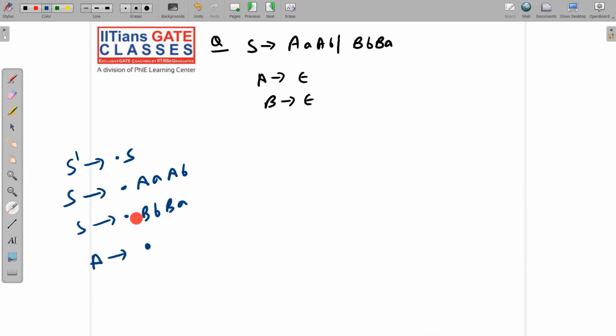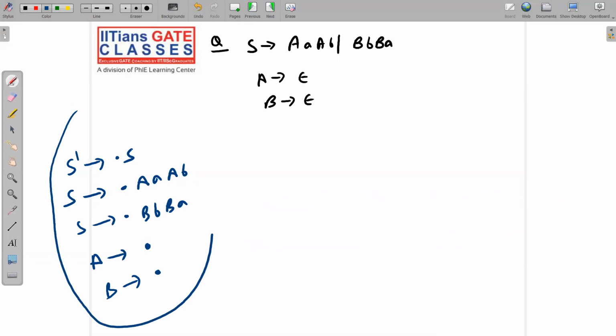Similarly, dot is present in beginning of B, so I will add all the B productions with dot in the beginning. So B implies null. Null means what? Nothing is there. So I will write like this only. And both of these are final items. Please try to follow it. So in state number 0 itself, we have got two final items. So obviously that will create problem for us.